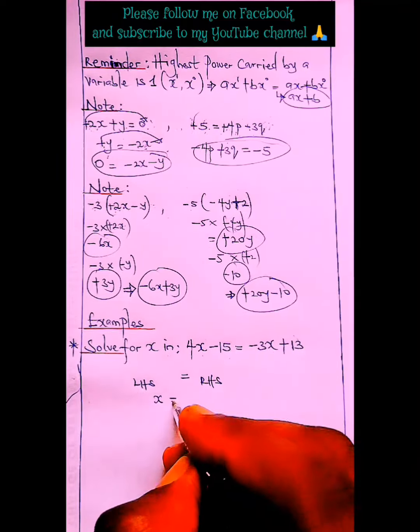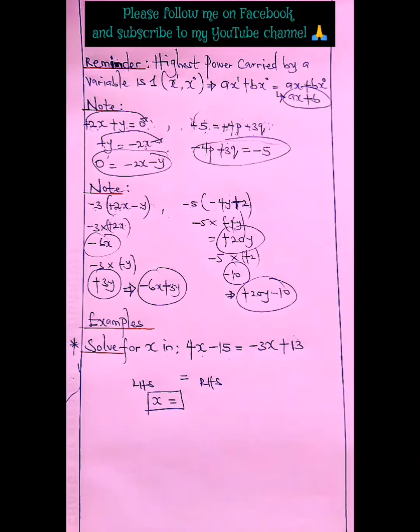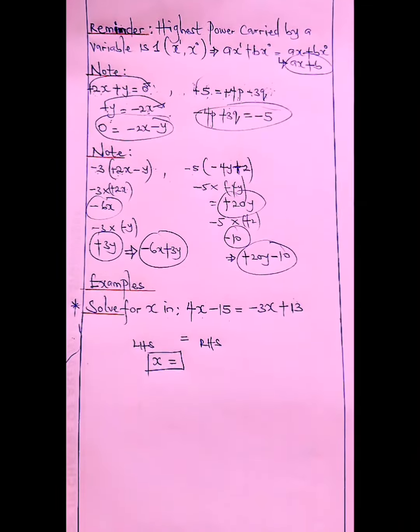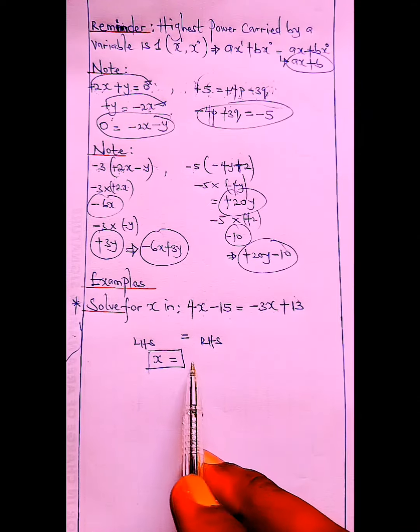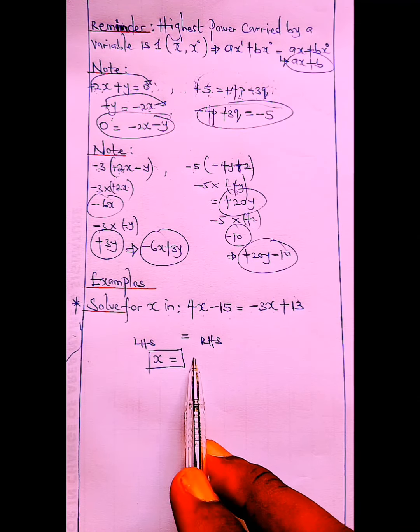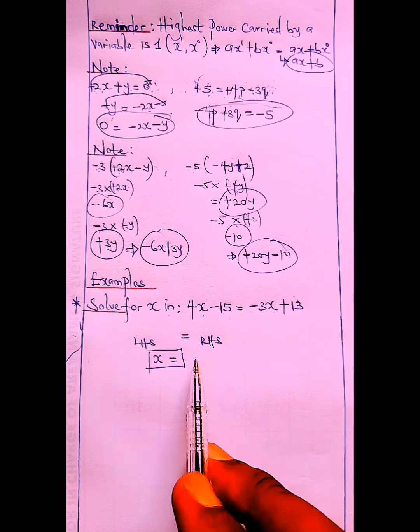The x should be on the LHS, so that's going to be s equals to this. If the x is going to be on the left-hand side, it means the quantities without x will be on the right-hand side. So let's get that done first.